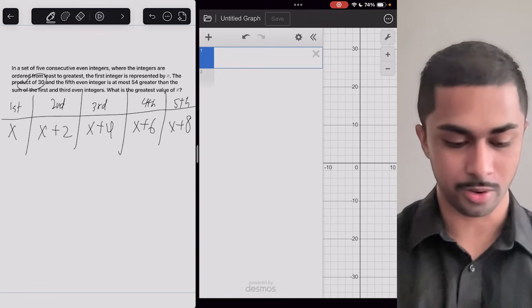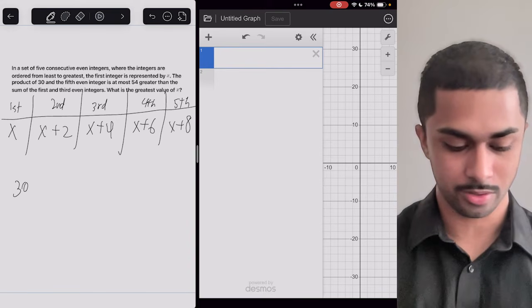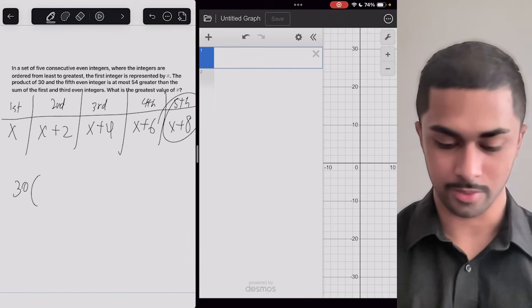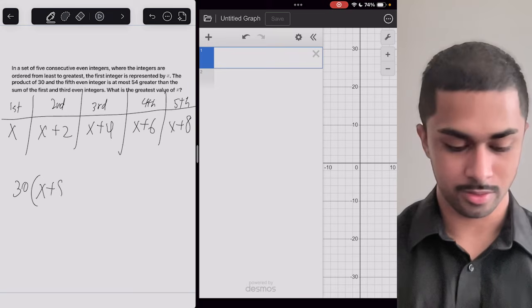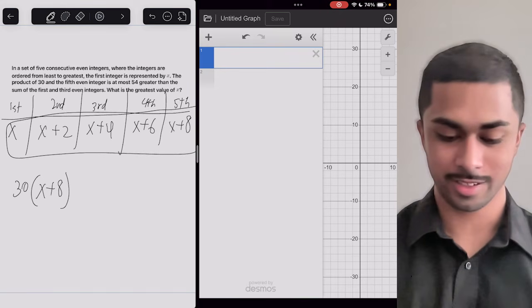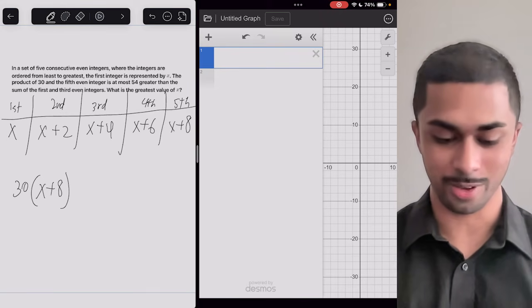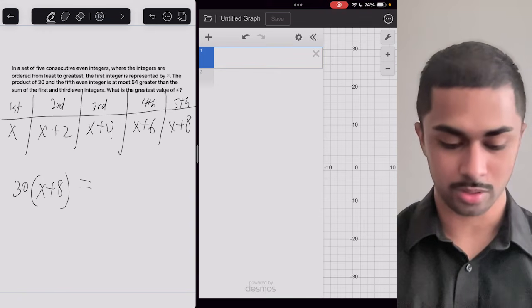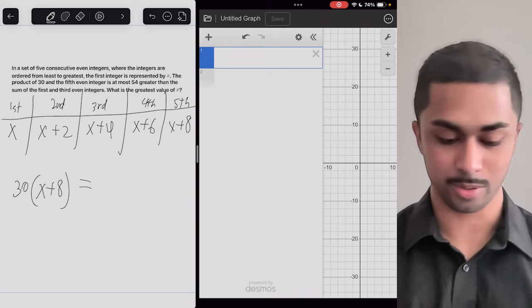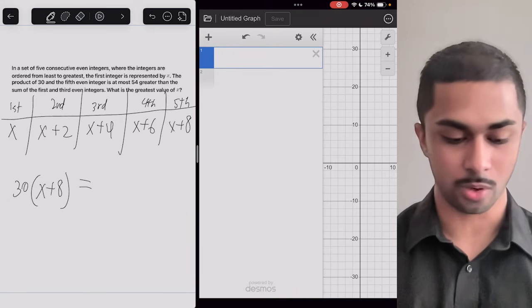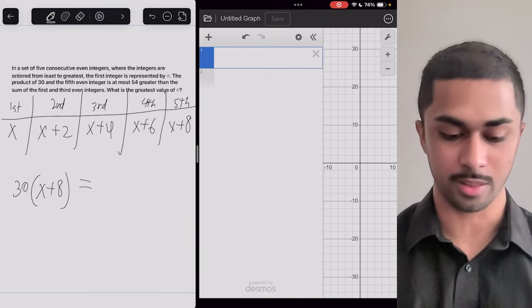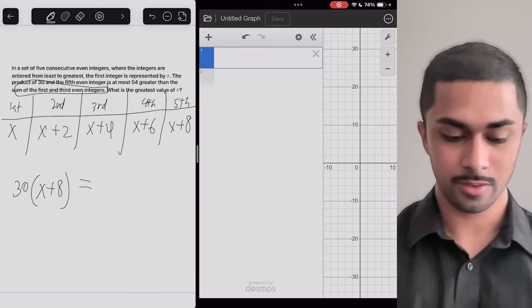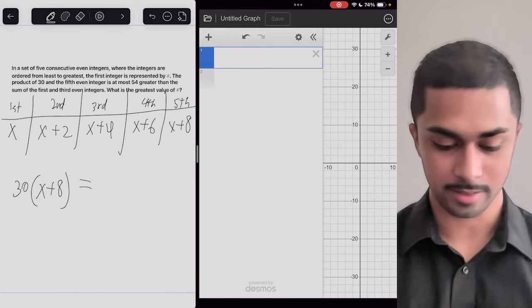The product of 30 and the fifth even integer. Okay, fifth even integer. Do you see how clear this is? Write out this table when you actually do this question. Is at most, so just put the equal sign here as a placeholder. 54 greater than the sum of the first and third even integers. 54 greater than that.